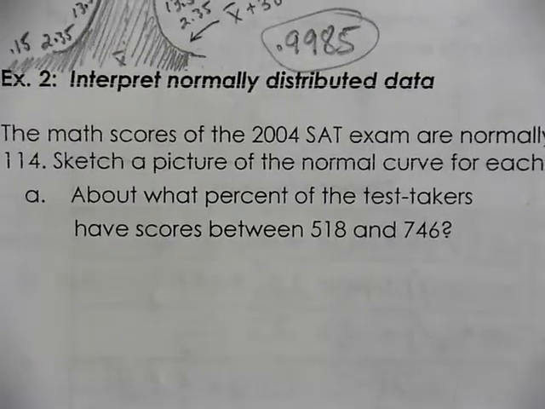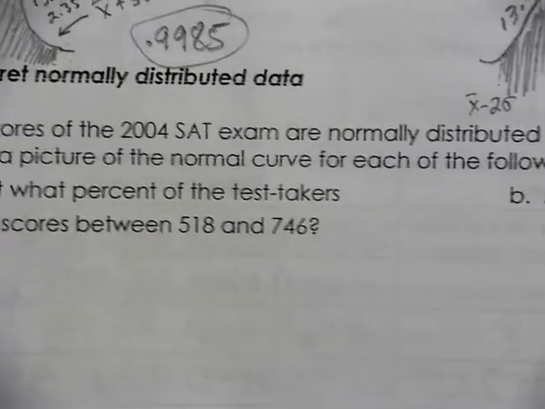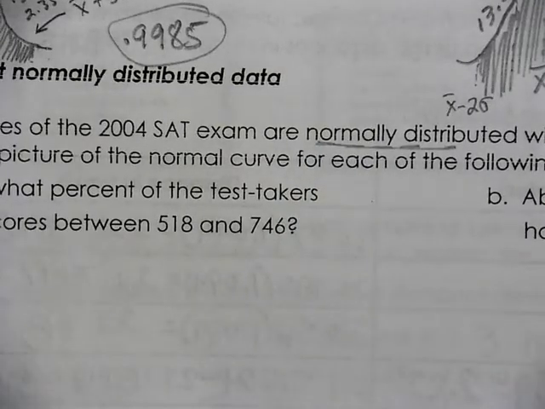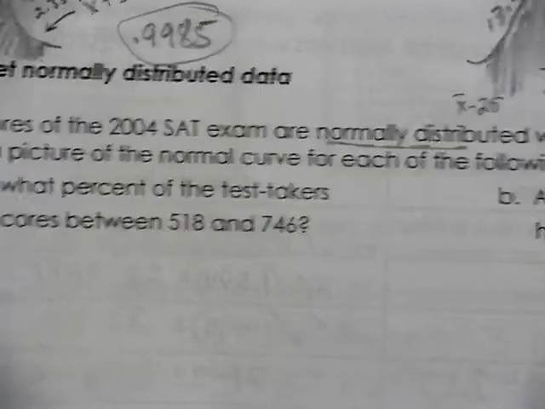Example number 2. Math scores of the 2004 SAT exam are normally distributed. This word normally distributed indicates that we'll be using this bell-shaped curve. It's normally distributed with a mean of 518 and a standard deviation of 114. Sketch a picture and answer the following questions. About what percent of the test takers have scores between 518 and 746?